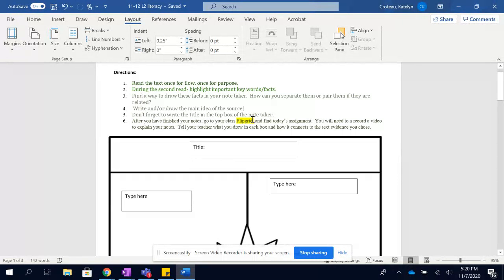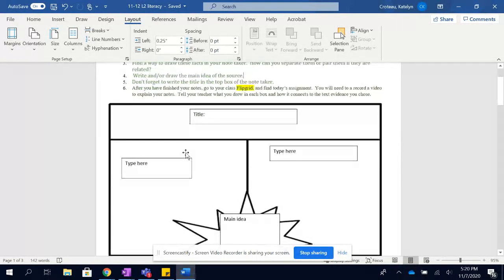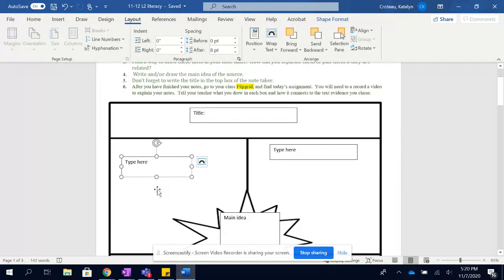And after you finished your notes, you need to go to your class Flipgrid and find today's assignment. You're going to want to record a video that explains your notes. Tell your teacher what you drew in each box and how it connects to the evidence you chose when you highlighted. So, if you draw a picture here and it's like some swirly thing, well, what does that mean?